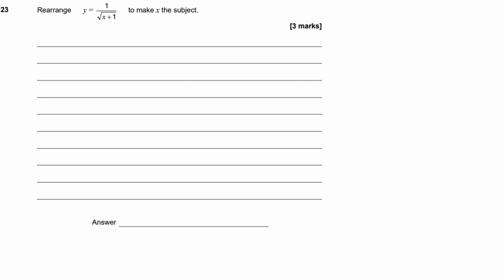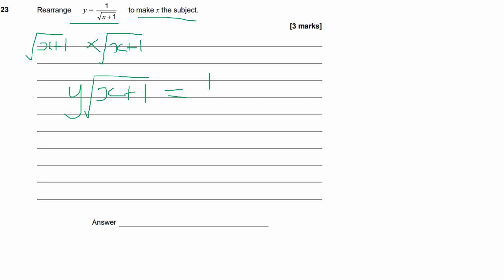This is question number 13, rearranging a formula. Rearrange y equals 1 over the square root of x plus 1 to make x the subject. The first step is to multiply both sides by the root of x plus 1, so I don't have that on the denominator. Be very careful and take my time here. So I'm going to have y lots of root x plus 1 is equal to 1.